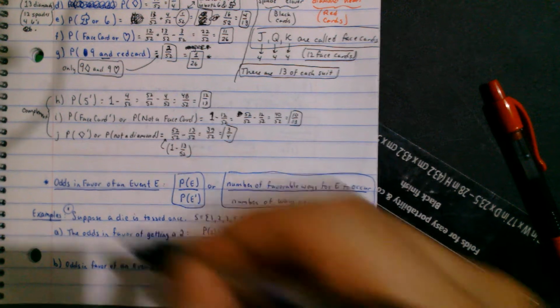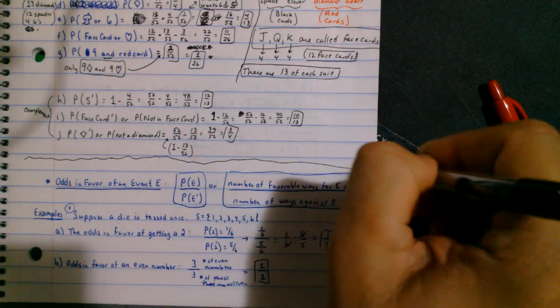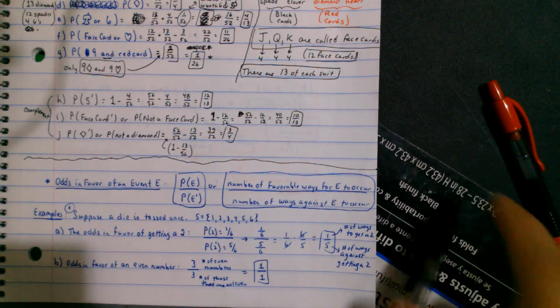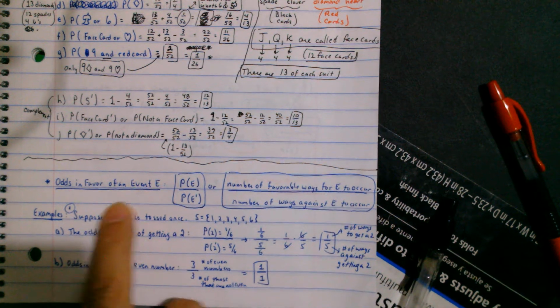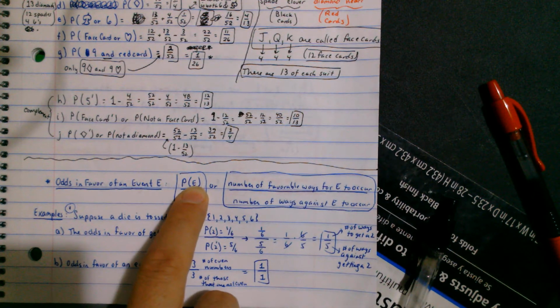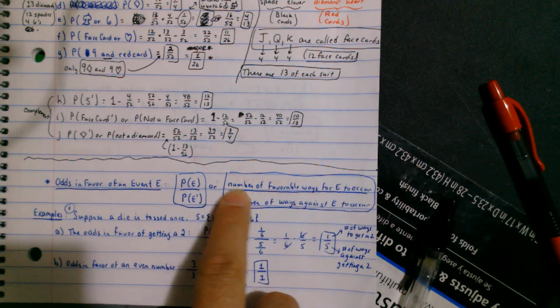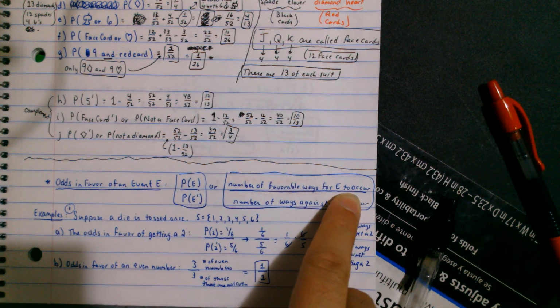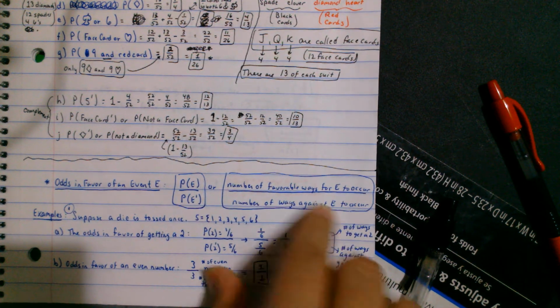Then you go to what are called odds. Odds of something happening are very similar to probability, but they're a little bit different. So the odds in favor of an event E is the probability that E can happen, divided by the probability that it won't happen. Or also, how many favorable ways can you get the event to occur, divided by how many ways you can get the event not to occur.